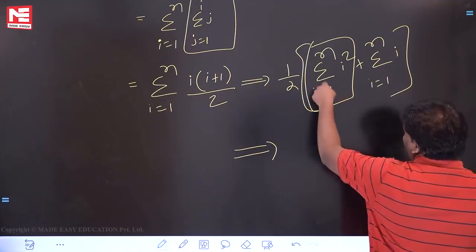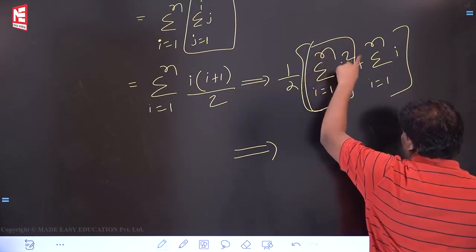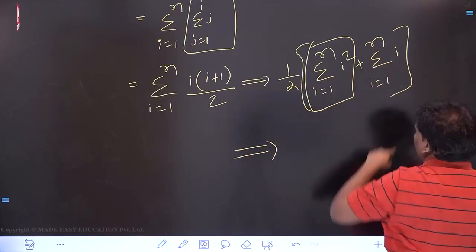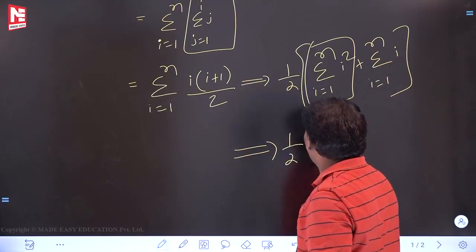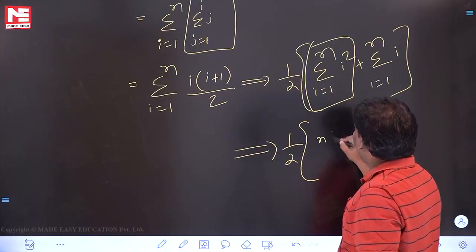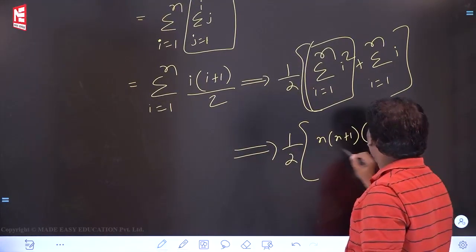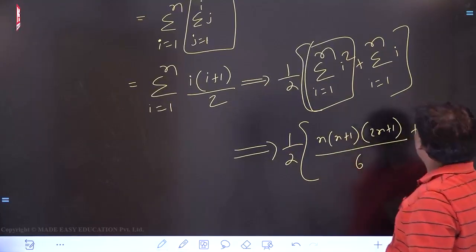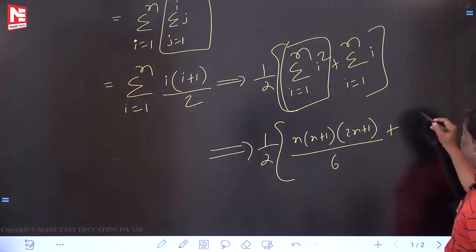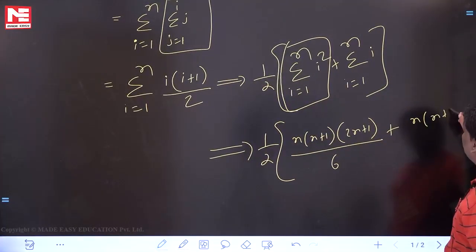Sum of natural number squares, sum of n natural number squares, and sum of n natural numbers. What is the answer? 1 by 2 outside. This will go to n into n plus 1, 2n plus 1 by 6. And this will go to sum of n natural numbers, right? This will go to n into n plus 1 by 2.